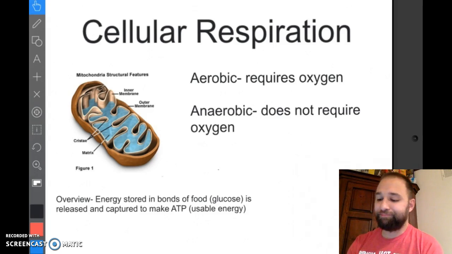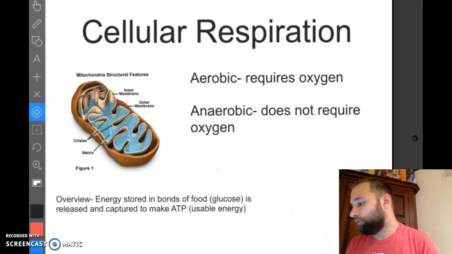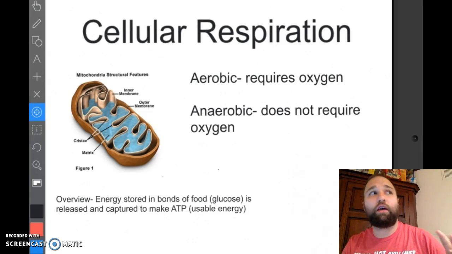So to begin cellular respiration, we talked about that earlier in the year, where basically cellular respiration is the process of converting energy that's in food into usable energy. You can read that introduction. It says cellular respiration, think energy. So the whole idea with cellular respiration is how cells take energy in food and make that into a usable energy molecule called ATP.